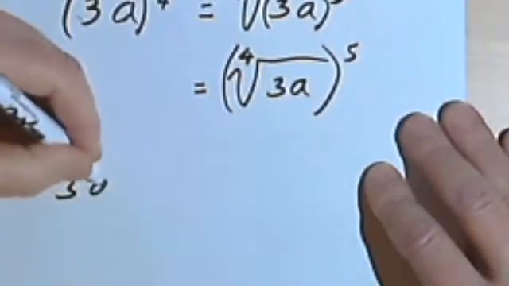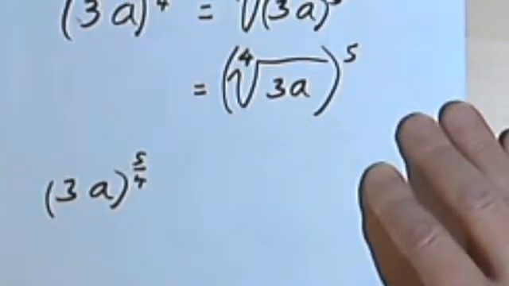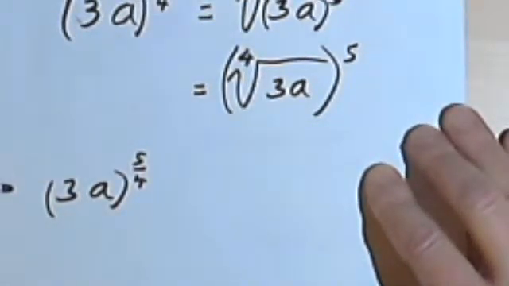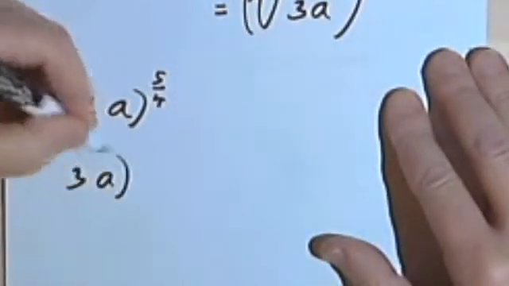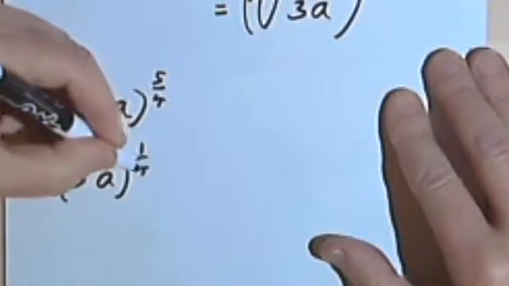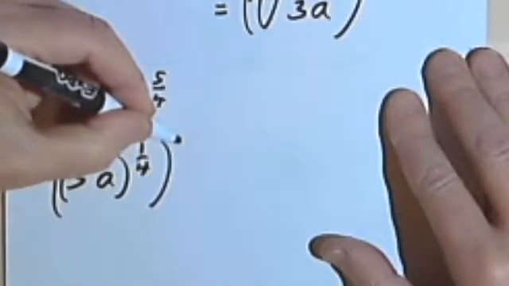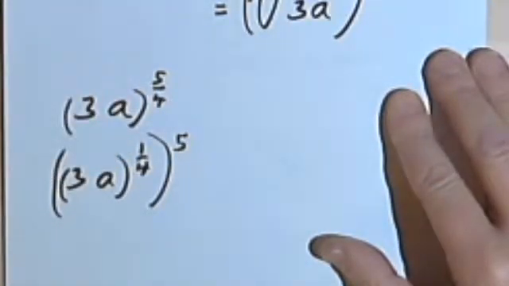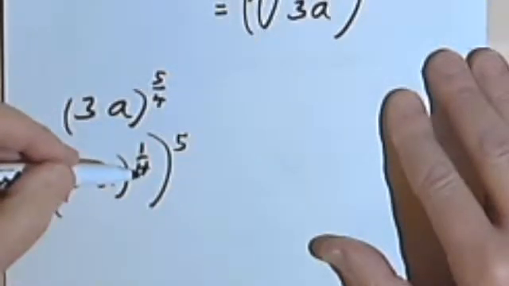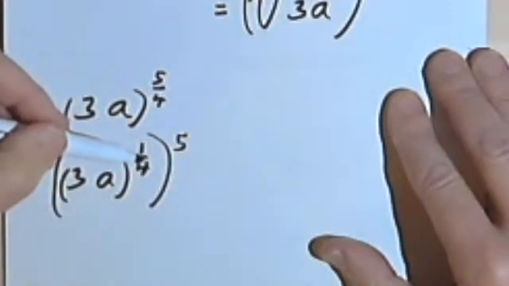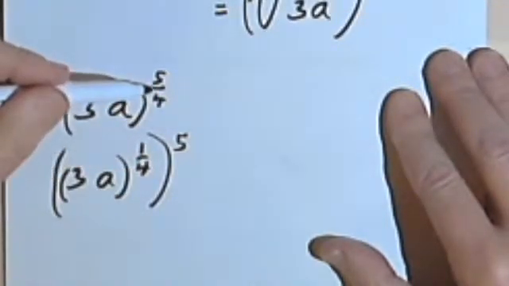Let's go back to 3a to the 5/4. What if I want to think of that as 3a to the 1/4 raised to the 5th power? Okay, so I've got this base, this 3a. Its exponent is 1/4, and I'm raising it to a higher power, which means I multiply the 1/4 times that higher power, which is 5, and I would get 5/4.